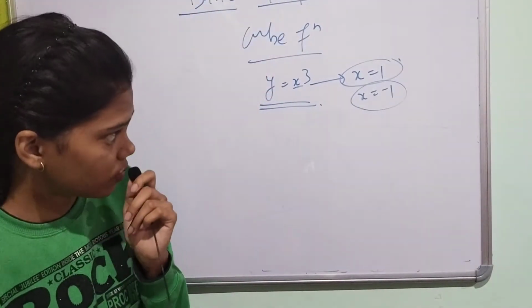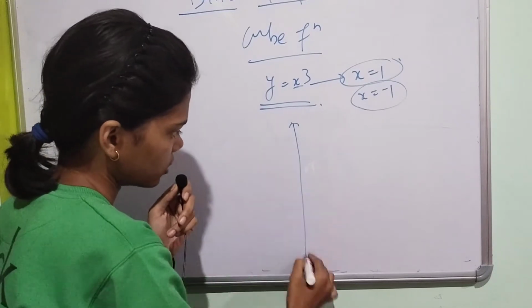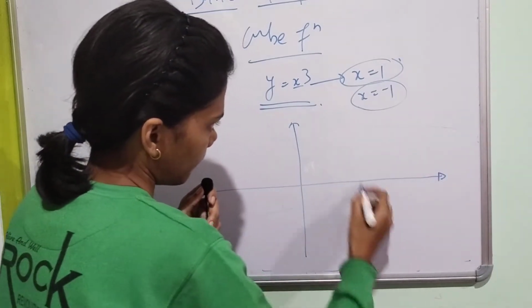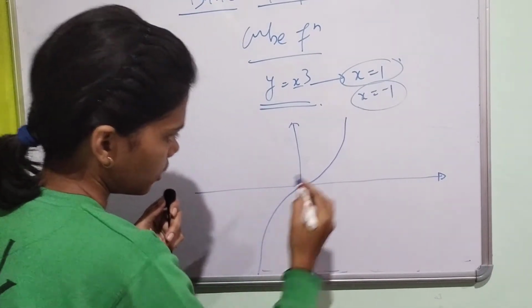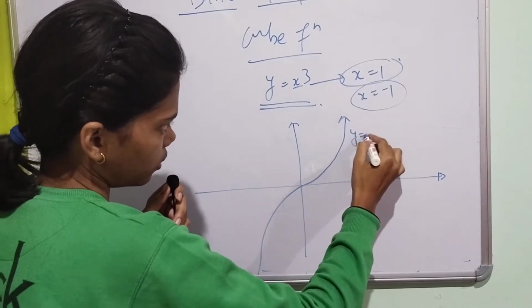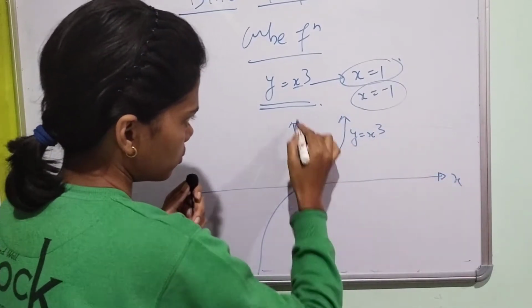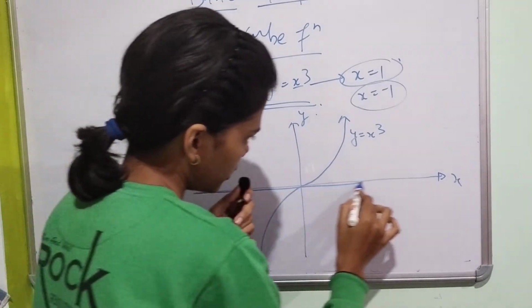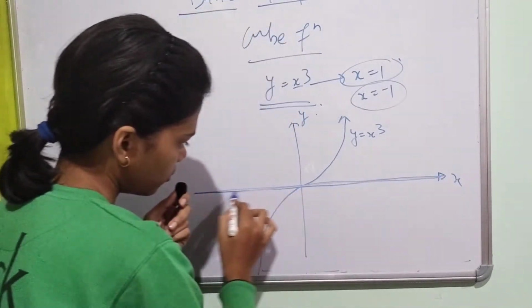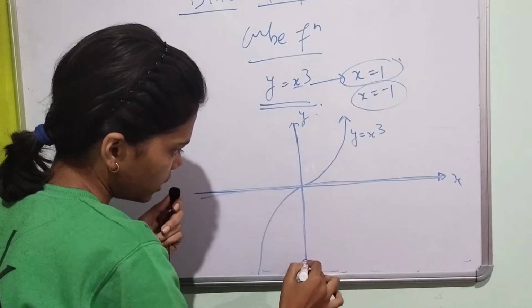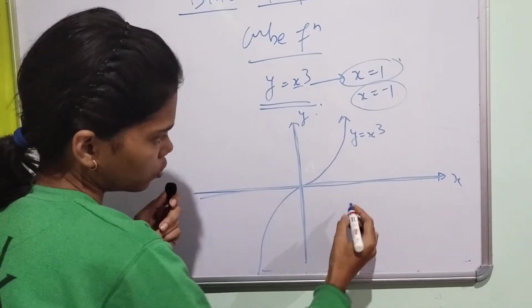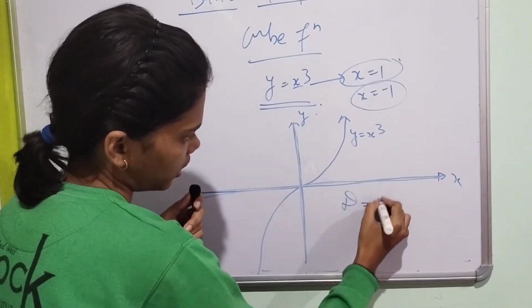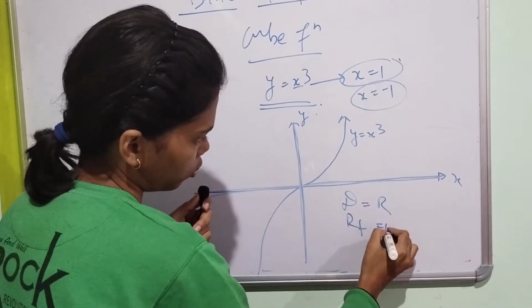When we draw the graph of this cubic function, it will come like this. See, this is y equal to x cube. You can see all the points on the x-axis are being used to draw the graph, and all the points on the y-axis are also used. So the domain is R and range of the function is also R.